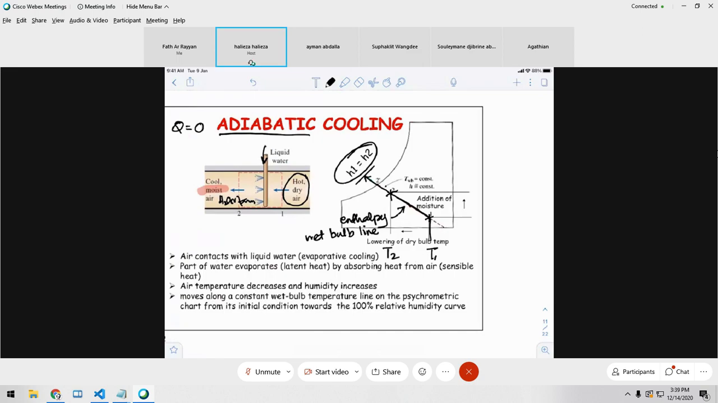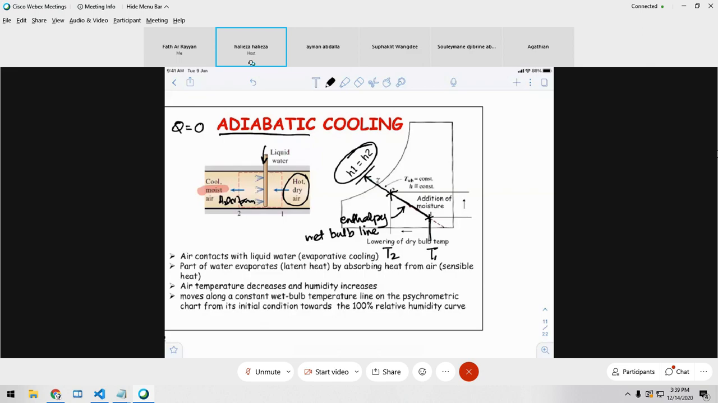Why is there a drop in temperature? Because your liquid water evaporates. When it evaporates, it's just like a heat exchanger. The hot air gets cooled down, and the liquid water absorbs the heat from the hot air. So the water evaporates and the hot air becomes cooled down.